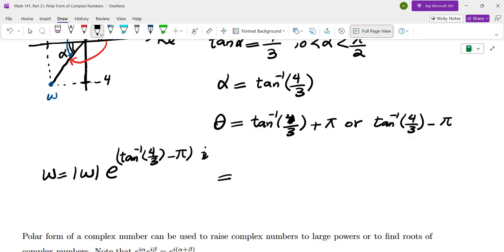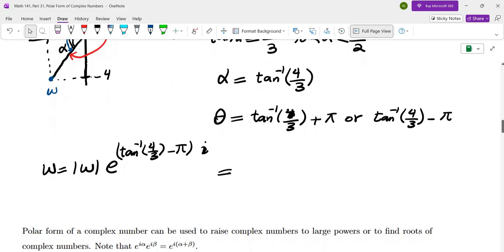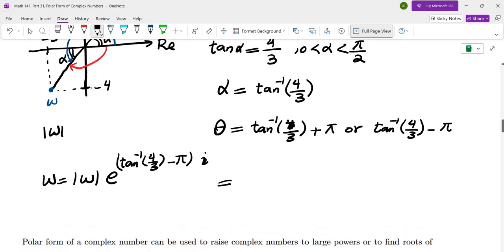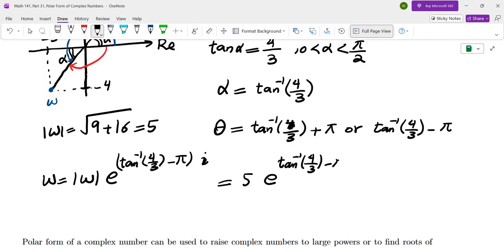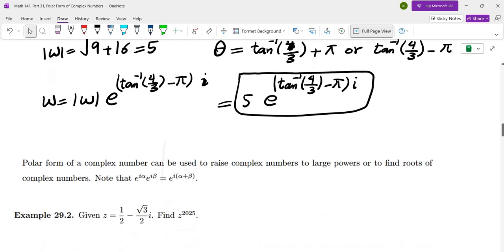And what is the absolute value of this W? Well, W is negative 3 minus 4i, so the absolute value of W is going to be the square root of 9 plus 16, which is 5. So we can write it down as 5 e to the power of tan inverse of 4/3 minus pi times i. This would be one way of writing down this W in polar form.